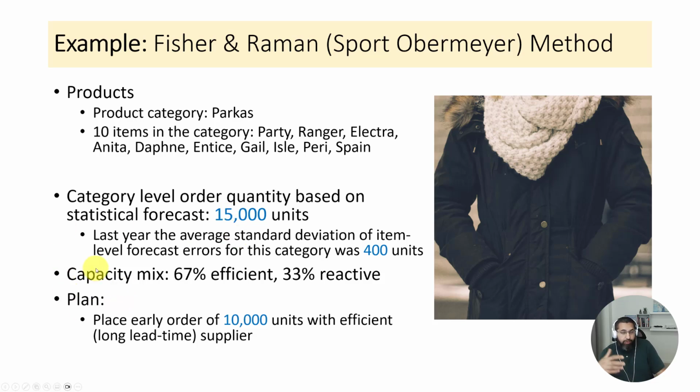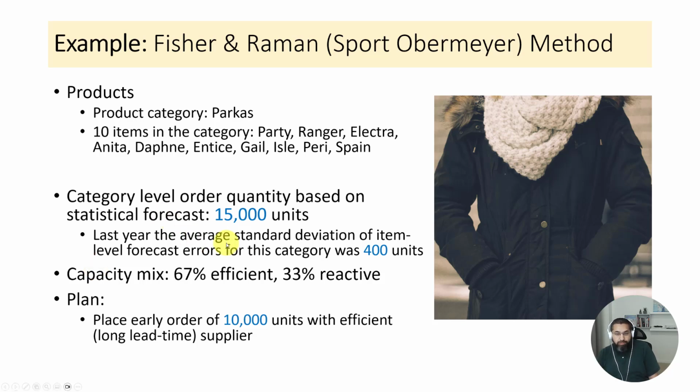We also know that among the suppliers who make parkas for us, we have 67% efficient capacity in our supply base and 33% reactive capacity. Some suppliers give us most of our capacity, about 67%. And this mix might be for your entire winter product base, not just parkas, and you don't want to use all the reactive capacity on parkas and leave the other categories hanging dry. So for any category you can produce up to 33% in reactive capacity, and the rest you have to produce in efficient capacity.